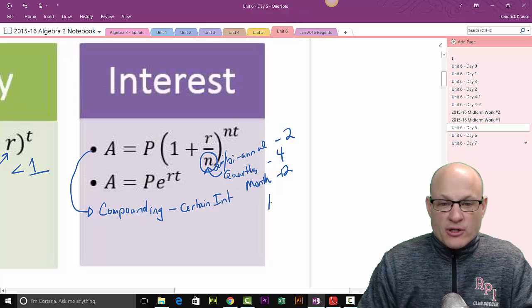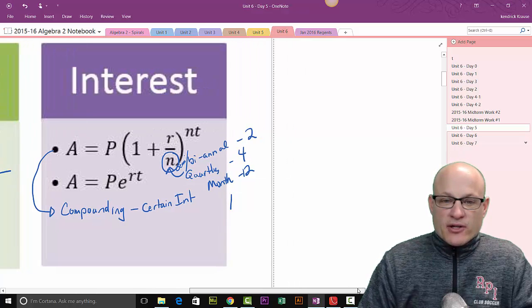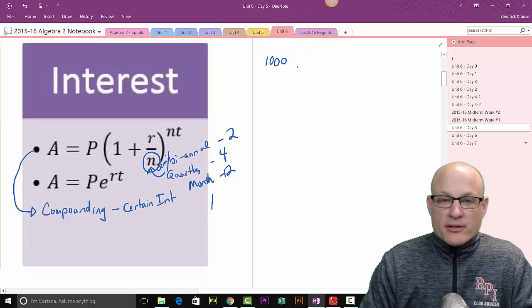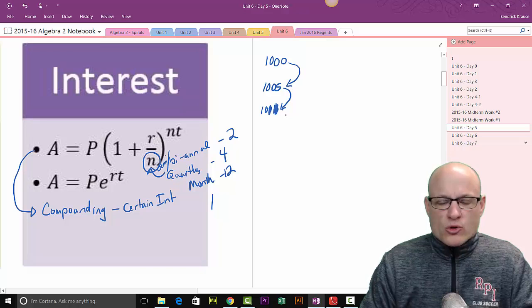Basically what happens is you start out with a certain amount. Here's how it works. Let's say you start out with $1,000 and you're compounding it monthly. Well, you earn a certain amount of interest, and at the end of the month, let's say you have $1,005. Now you're going to earn interest on that $1,005 for another month, and let's say you have $1,011. You earn $6 that time. So you're earning interest on a larger amount every month, or every quarter, or every biannually.